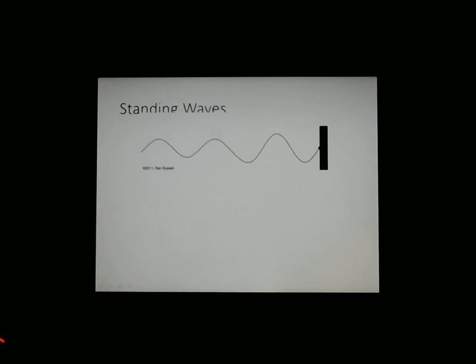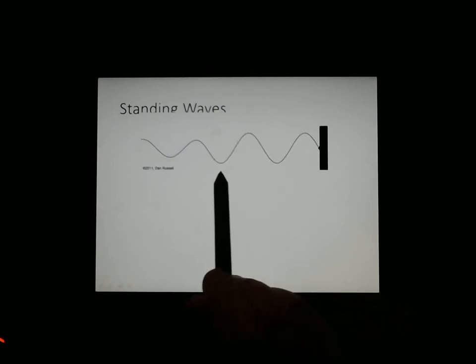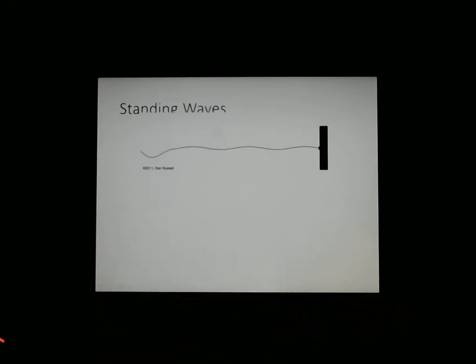And because it's now reflecting a waveform back with the same amplitude and the same velocity and the same frequency, we end up creating again another standing wave. I'll let it loop back around and watch it again. It's quite hypnotic really, isn't it?